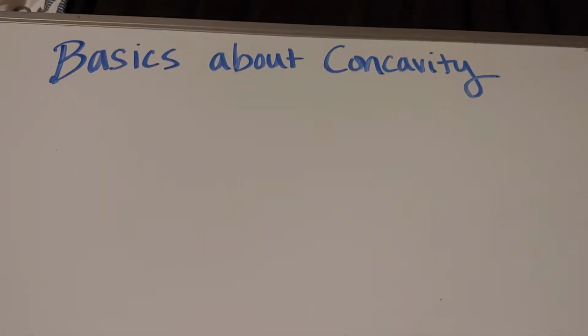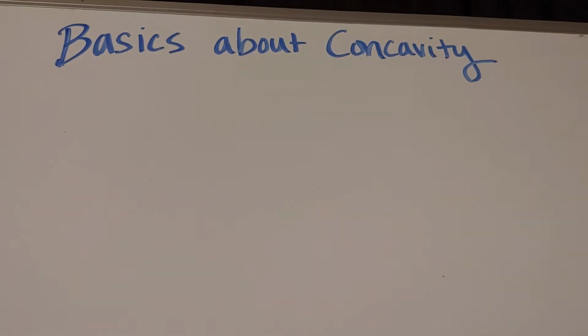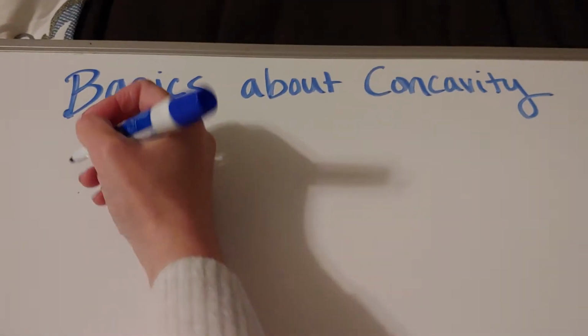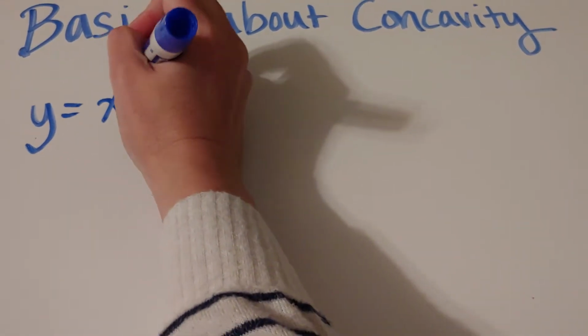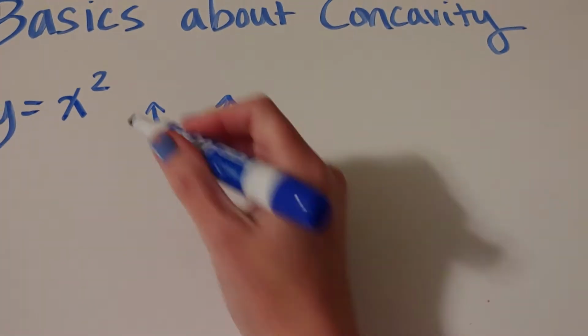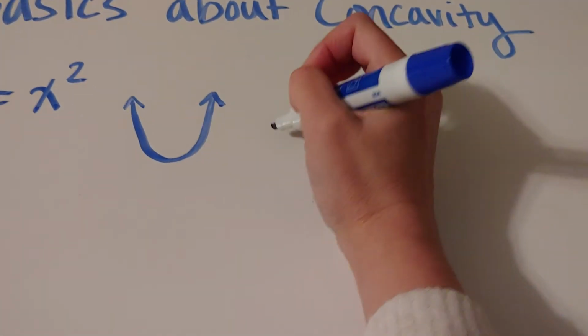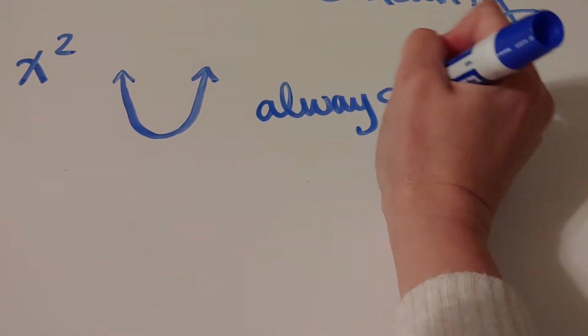Welcome, calculus students. We are going to do our basics about concavity. So what is concavity? Concavity is basically when your graph is turning. If you think of a function like y equals x squared, it is always bending upwards. So this is an example of a function that is always concave up.